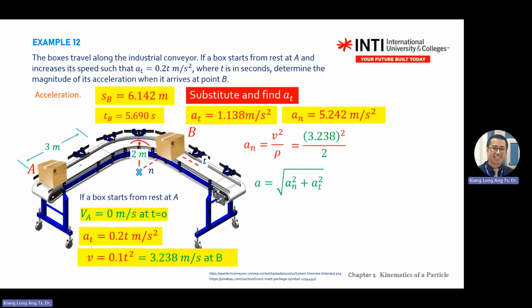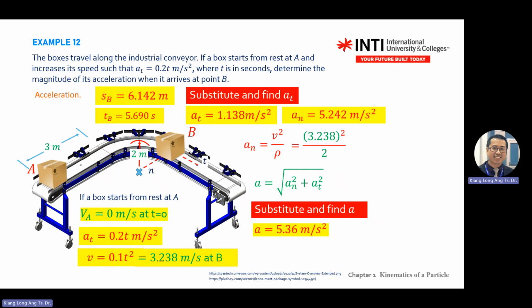Substitute, find the magnitude. Magnitude is the square root of AT squared plus AN squared. Your A will be 5.36 meter over second squared. Don't forget about the unit. So this is how you solve the question.